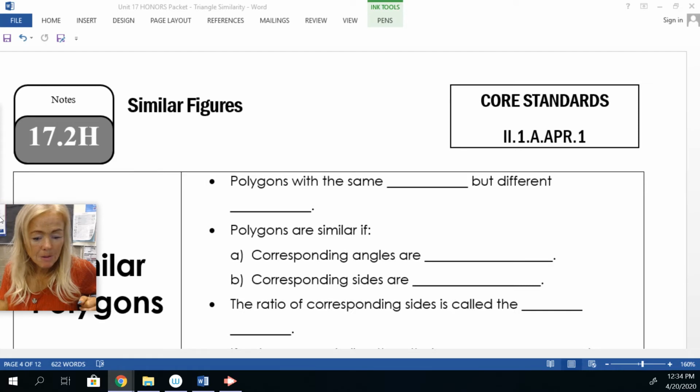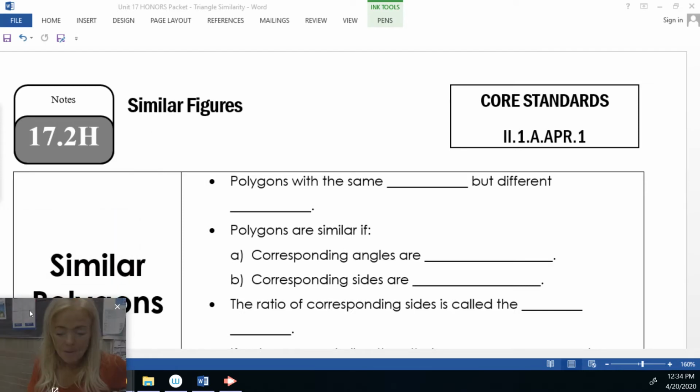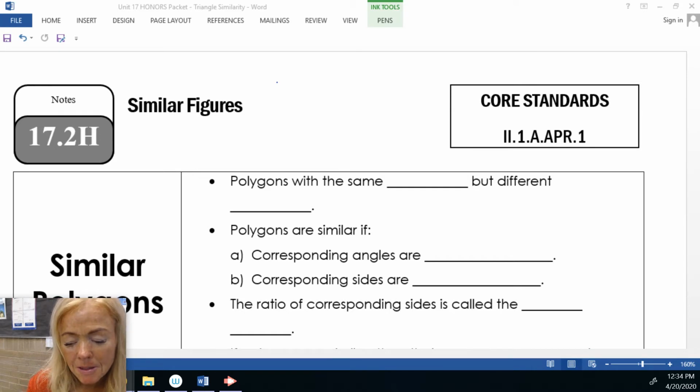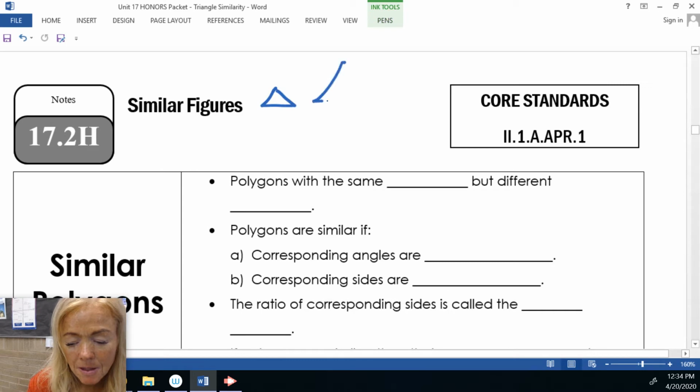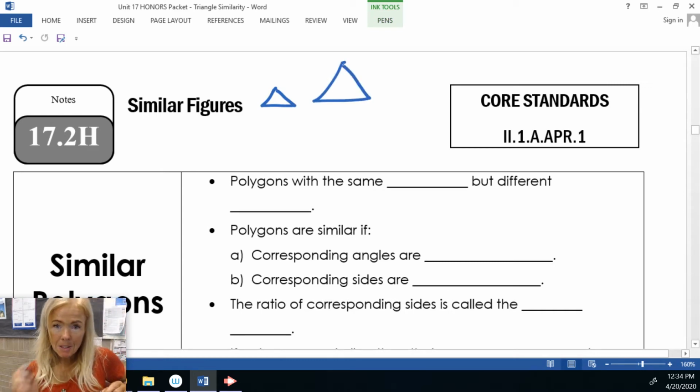We're doing 17.2, and today our topic is similar figures. Similar figures means if I have a shape that's a triangle, and then I have another triangle that is the same shape but a different size, then those two are what we call similar.